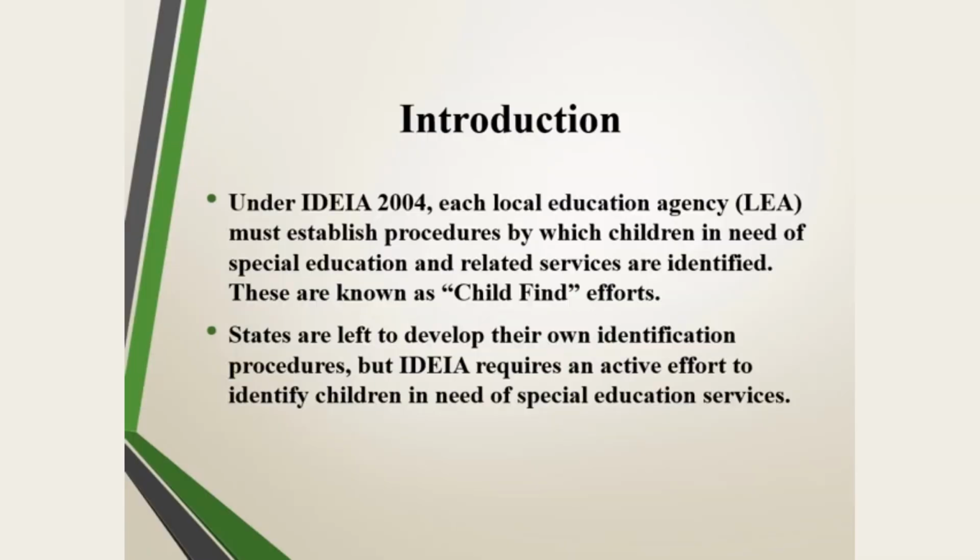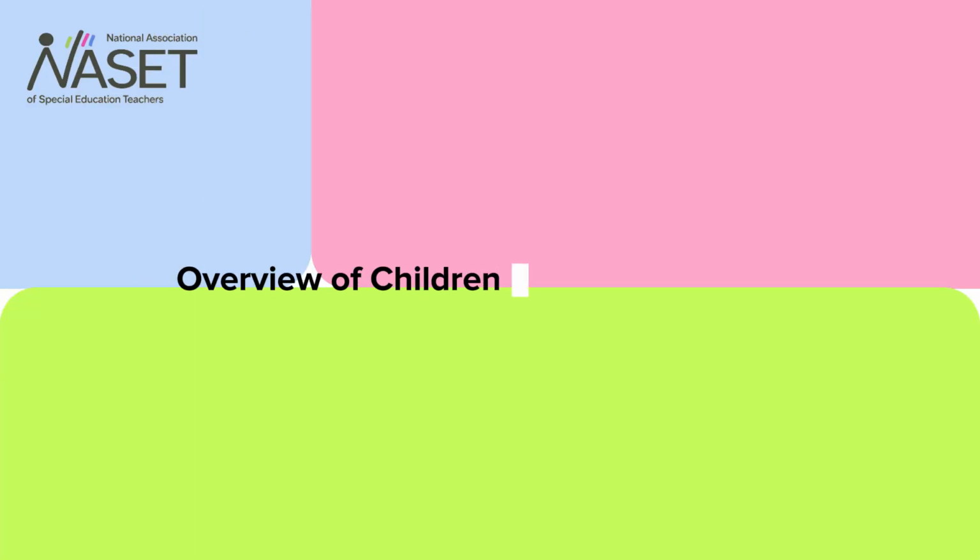Under our federal law, the Individuals with Disabilities Education Improvement Act of 2004, also known as IDEA, each local education agency or each school district must establish procedures by which children in need of special education and related services are identified. These are known as child find efforts.